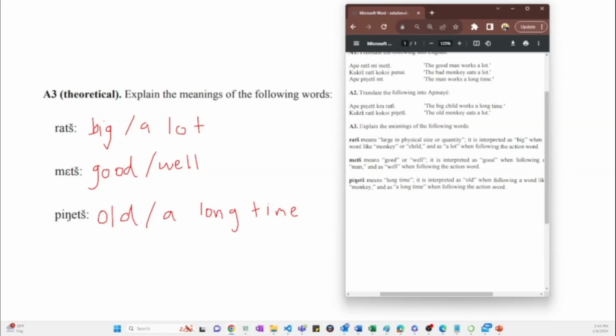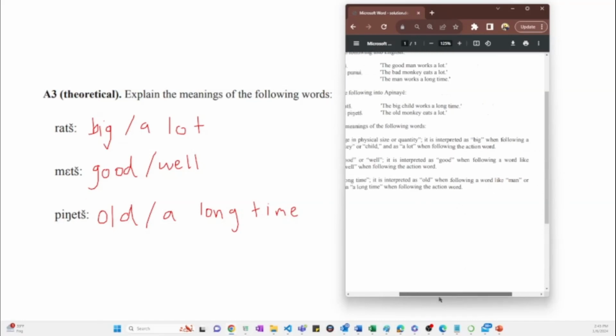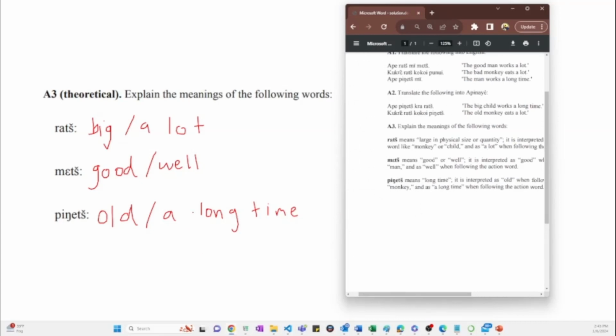Might be good to be a little bit more detailed on the actual composition. I wrote out a few words because I didn't want to take up too much time writing out a big explanation, but make sure you're detailed enough to where it's clear you understand what they mean. So mich means good or well, yep. Piñet means a long time. So I said old because it is interpreted as old when following a word like man, but as a long time is what it's usually interpreted as, right? So that's part 1.